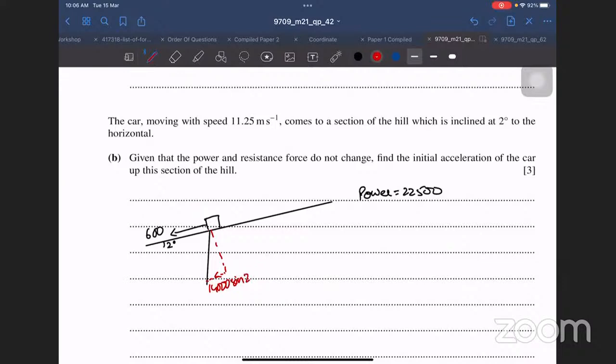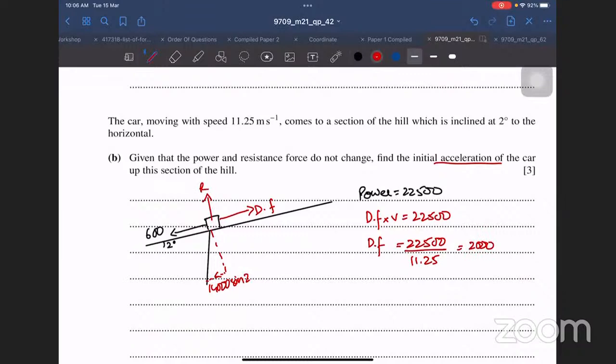Okay, and there's no other change. Let's call that dF. Now, since I don't know the acceleration, that's what I'm trying to find, the initial acceleration, I'm going to use the velocity to find the driving force. Driving force into velocity is 22,500. So dF equals 22,500 divided by 11.25. That should give me 2000. So the driving force is now 2000.